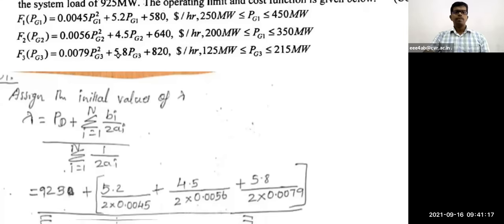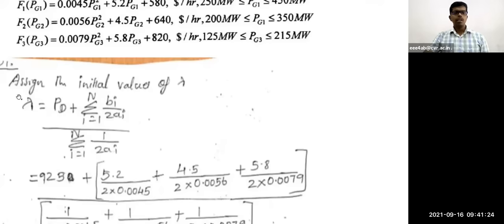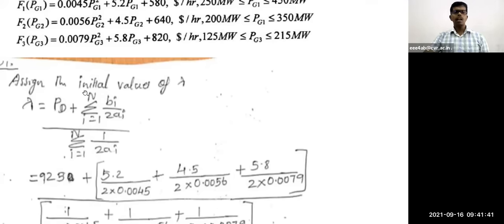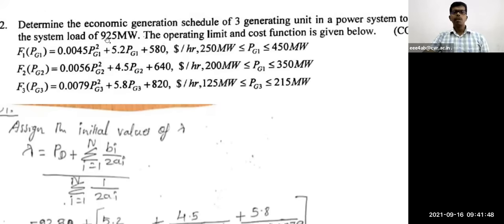What is the first step in the algorithm? Assign the initial values of lambda. So what is lambda? Lambda is equal to PD, that is power demand, plus summation i equal to 1 to n Bi divided by 2Ai, the whole divided by summation i equal to 1 to n 1 divided by 2Ai. So this is the formula for finding out the lambda. So we need to substitute. The power demand given in the problem is 925 megawatt.